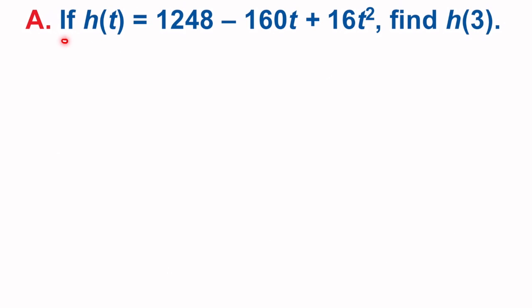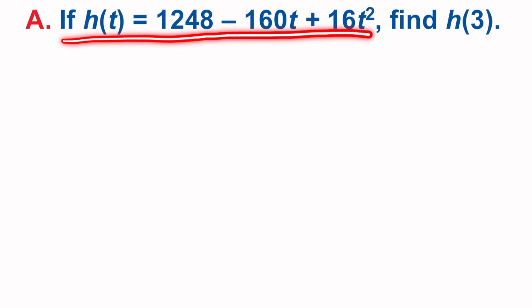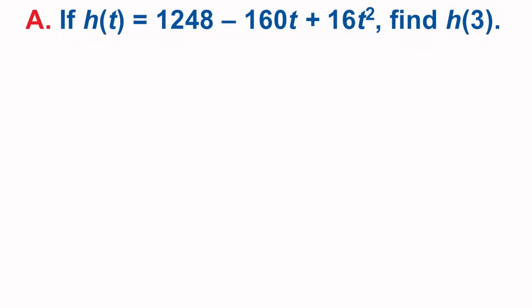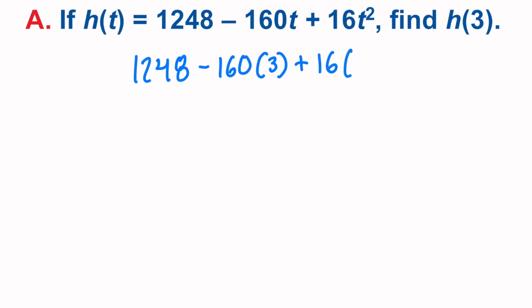So for the first problem, we have: if h of t equals 1248 minus 160 times t plus 16 times t to the second power, find h of 3. That means we have to put 3 into the function. So I'll start with 1248 minus 160, and then I'm going to replace the t with 3. I'm going to put that number in parentheses. So I'm going to put 3 in there, plus 16.